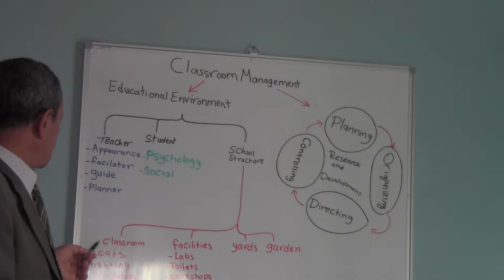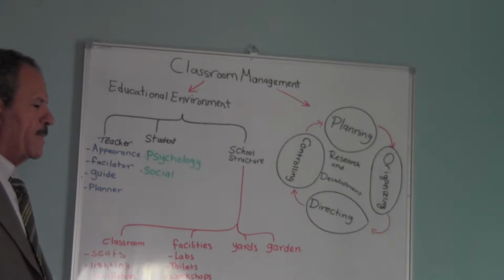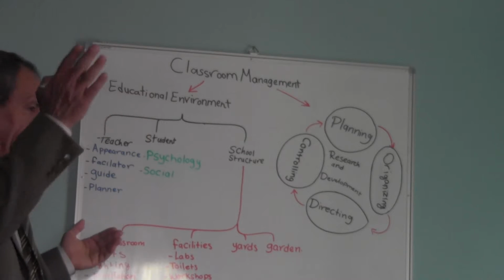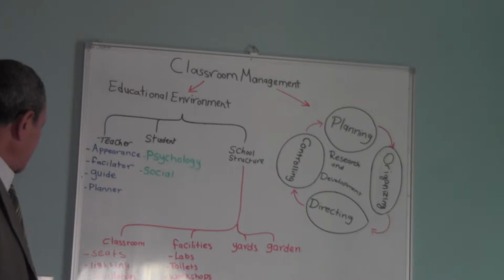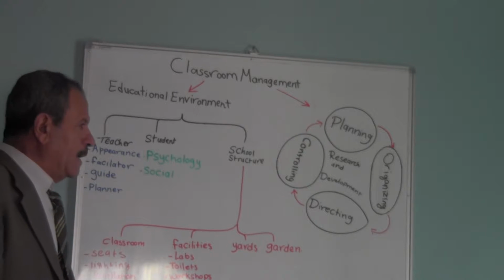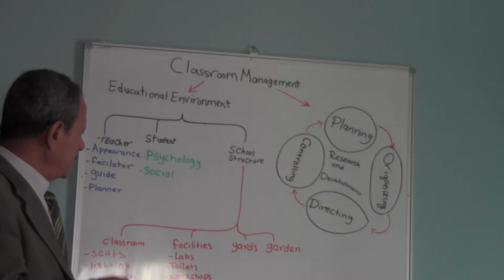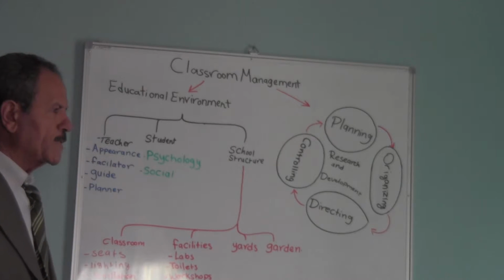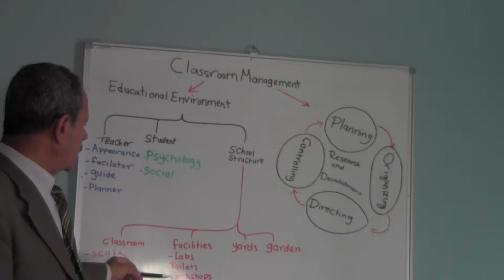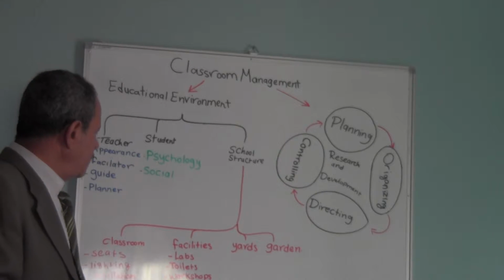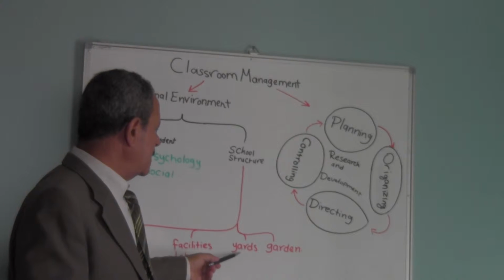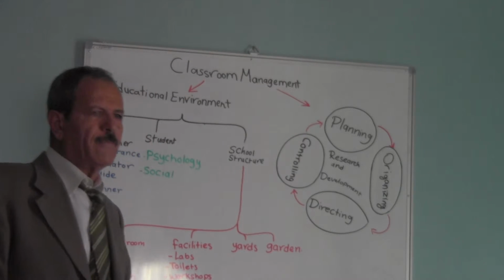About the classroom, we know something about seats, lighting in the classroom, ventilation, boards, and cleanliness. Meanwhile, about the facilities, we are going to know something about laboratories, toilets, workshops, libraries, and food courts. And discuss something about yards and gardens.